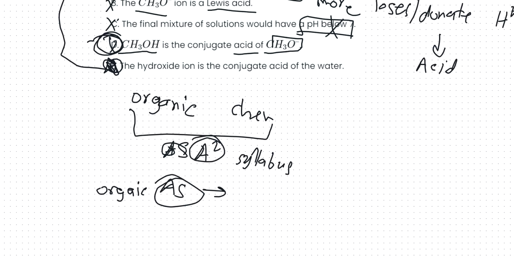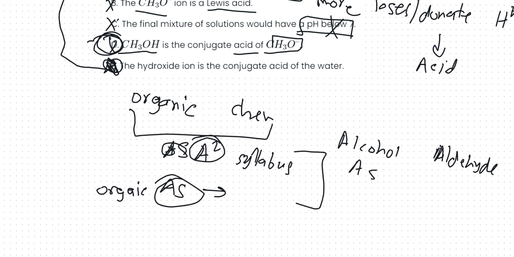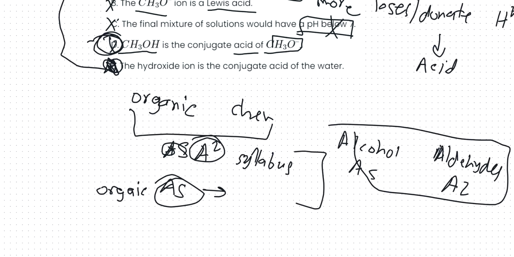For the IMAT, you have to know both, because they've included alcohols, which is in AS, and they've also included, what do you call that, aldehydes, and that's in A2. Aldehydes are in A2. So you have to know both AS and A2 organic for the exam.